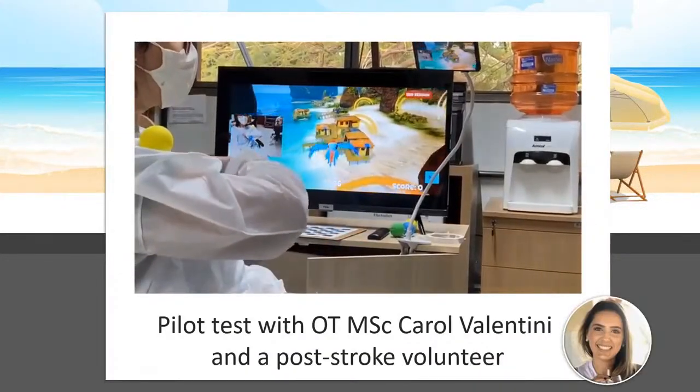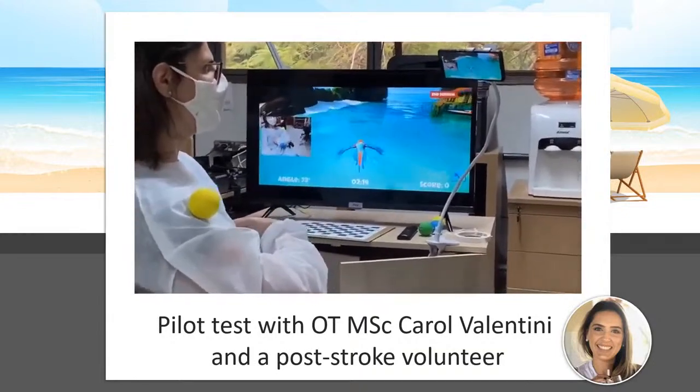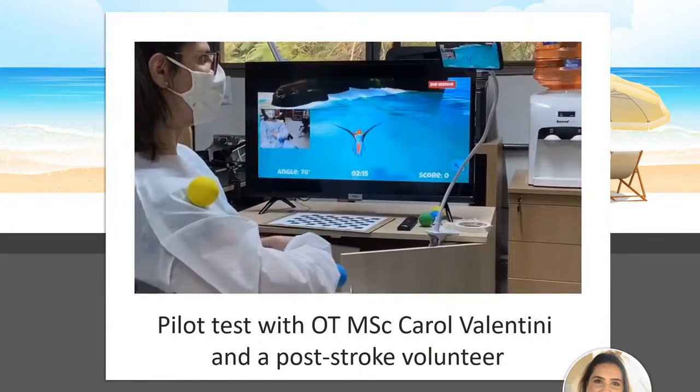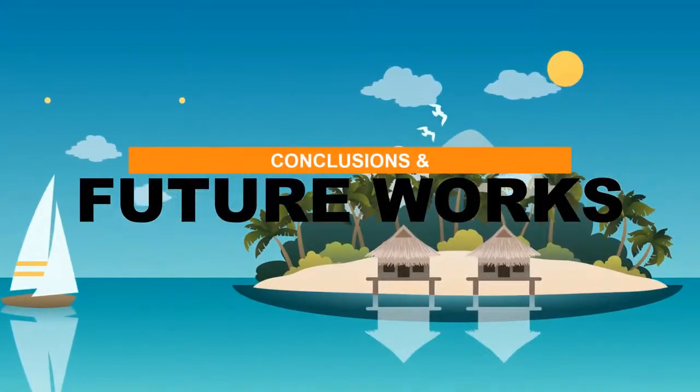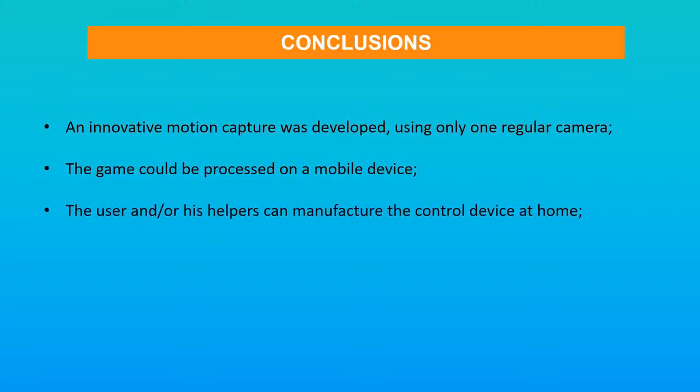This is a pilot test with an occupational therapist and a post-stroke volunteer. She really liked the game. So my conclusions: I was able to build an innovative motion capture in 3D using only a regular camera, which can be your smartphone camera. The game can be processed on a mobile device, which is intermediate, doesn't have to be a great mobile device. The user can manufacture the control device at home with craft materials, doesn't have to buy any electronic sensor. And the system has accuracy limitations for being so simple.